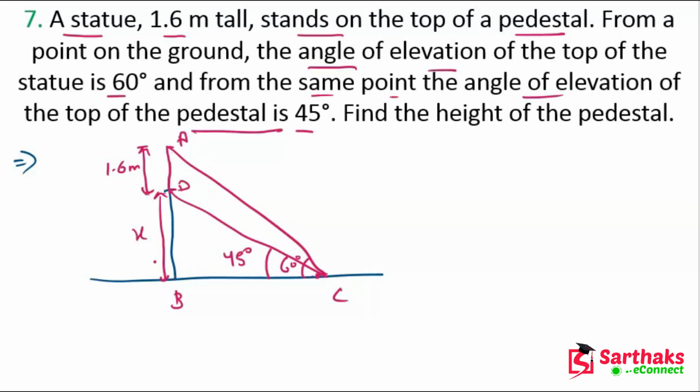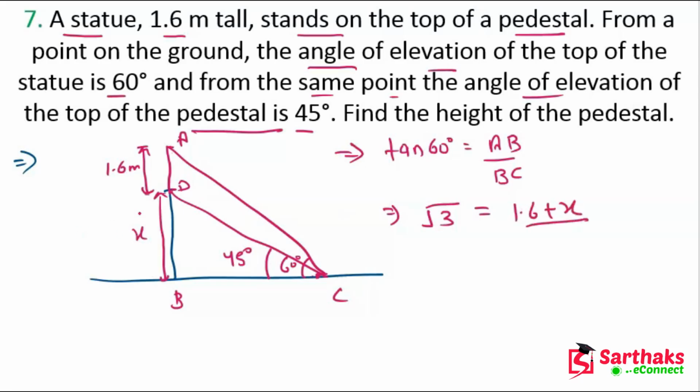So my dear friend, first of all, we are taking tan 60 degree. Tan 60 degree is AB upon BC. And tan 60 degree is root 3. And AB is 1.6 plus x. We are taking this height as x. And here is BC. Now we have BC equals 1.6 plus x upon root 3. This is our equation number 1.